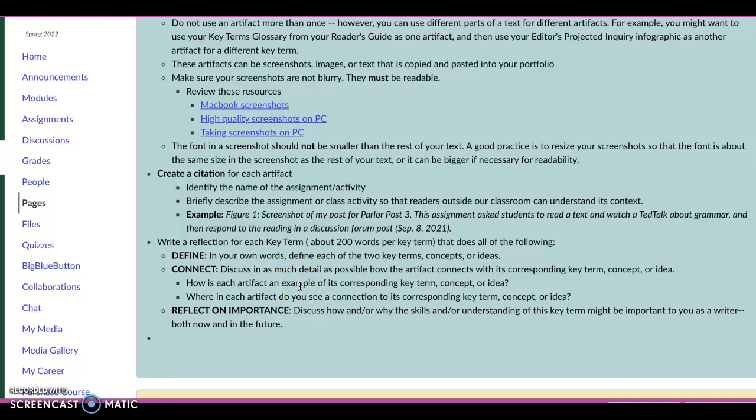So a lot of people think that it may be obvious, and it may be obvious to you. What is the connection between the artifact and the key term? But for me or an outside reader, it may not be so obvious. So you really want to spell that out and be as explicit and specific as possible. Okay, so also thinking about why that skill would be important to you now or in the future.